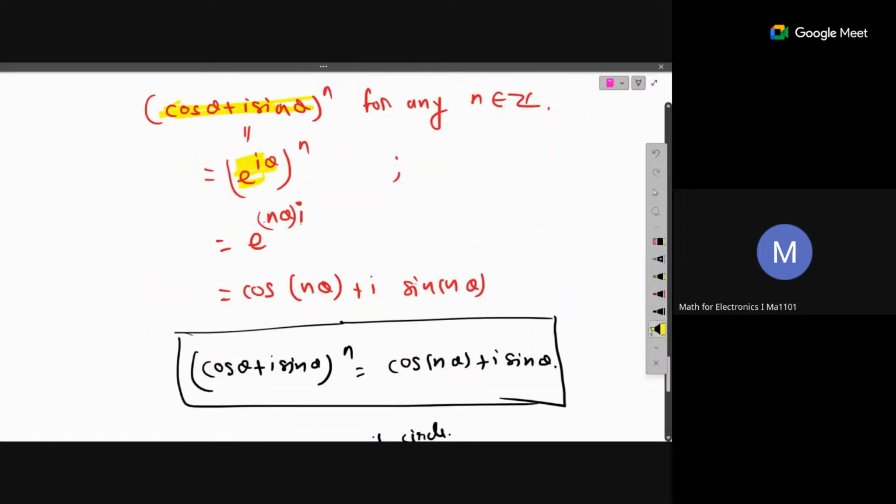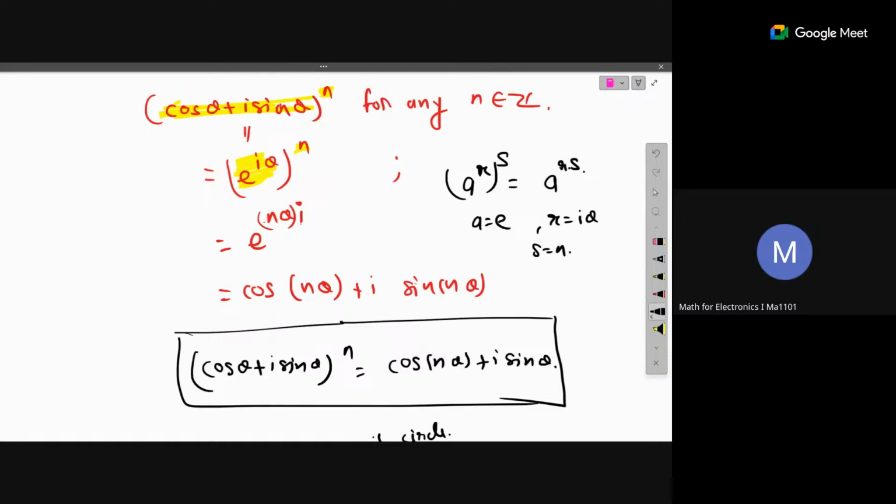So we can replace this quantity by e to the power i theta, but we also have power n. We know by the power rule that if we have a to the power r, to the power s, this is the same as a to the power r into s. This is the general power rule for any number. Here you can consider that a is your e, r is your i theta, and s is your n. By this power formula, this term is nothing but e to the power n theta i, or you can say e to the power n i theta.